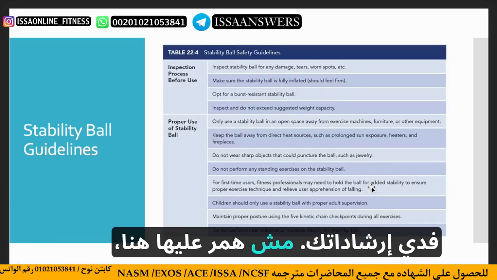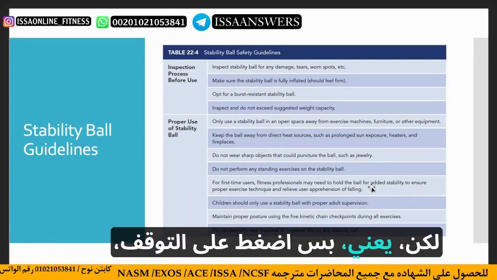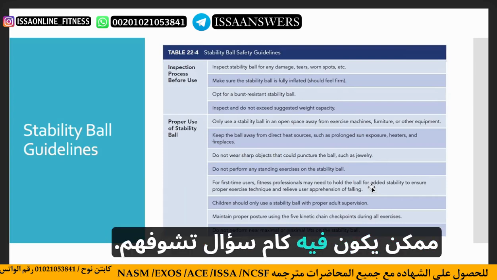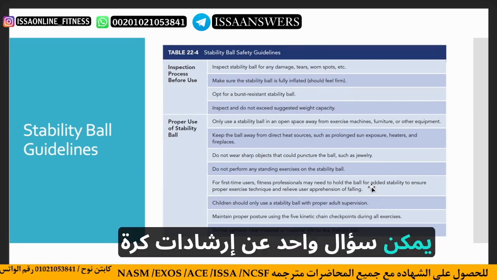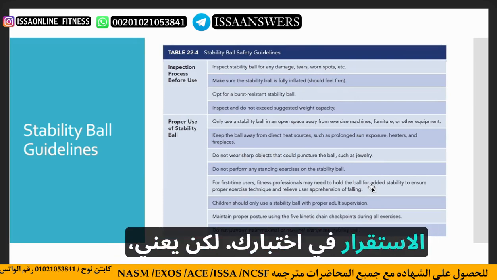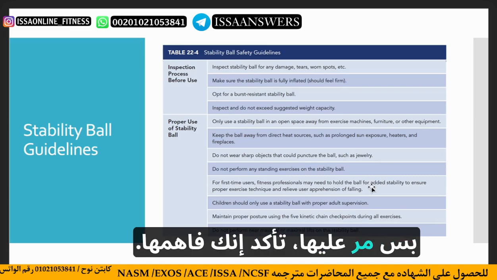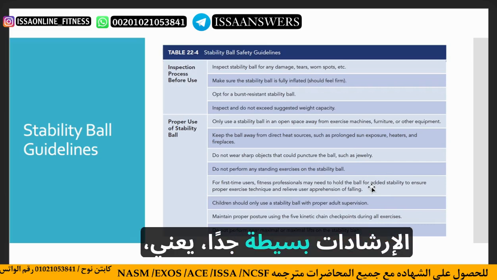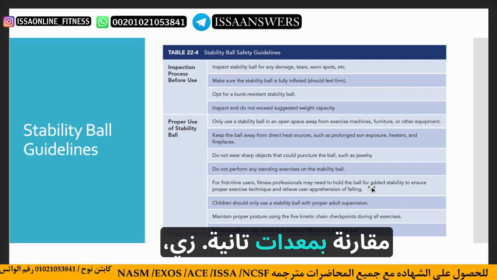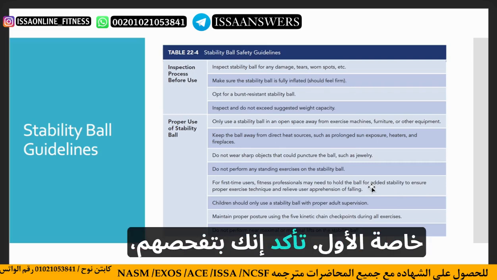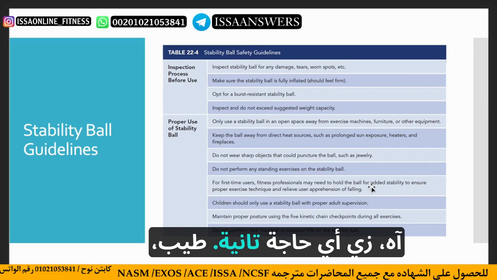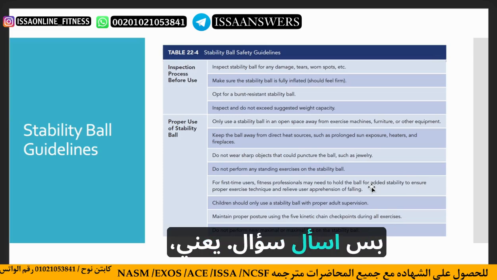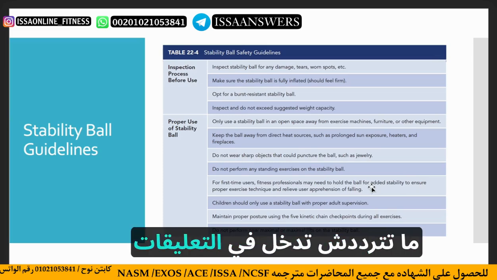So there's your guidelines. I'm not going to go through them here, but just press pause and take a look at them. Maybe one question about stability ball guidelines on your test, but just go through them and make sure you understand them. It's very simple, because the guidelines are very simple versus other equipment, especially the first one. Make sure you're inspecting them just like anything else, okay? But just pause, take a look at them. If anything sounds unusual, just ask a question. Feel free to go into the comments and ask a question.